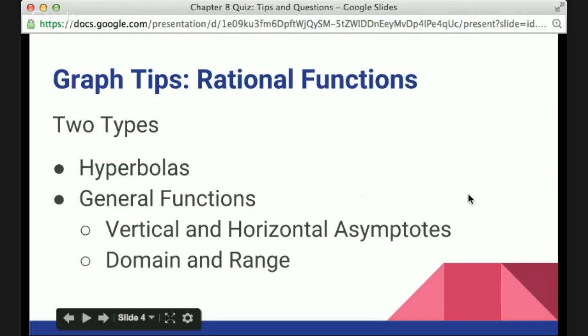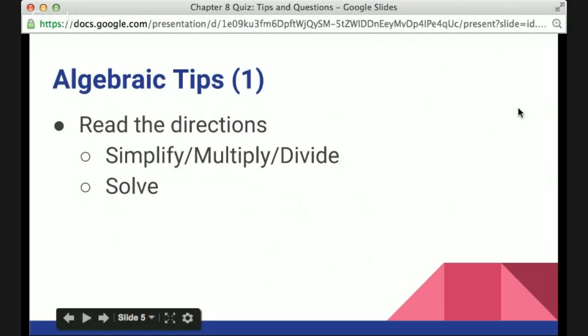We will talk about it if you don't know, but you do have to know how to find asymptotes, and then you do have to be able to identify domain and range. You should be able to do that with any function for the rest of the year. Next up, read the directions.